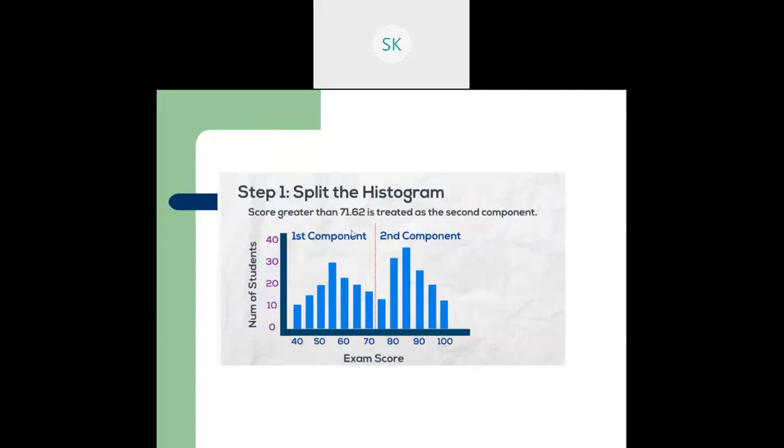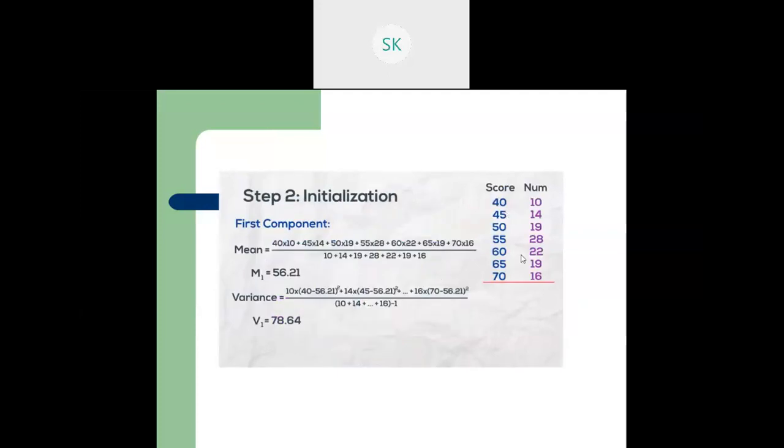Now step 2, initialization. So we have decided on two components: scores less than 71.62 and scores greater than 71.62. For those whose score is less than 71.62, these data values are here. So we are computing the mean value for the first component. The mean comes to 56.21. Right? So the computation is provided here.